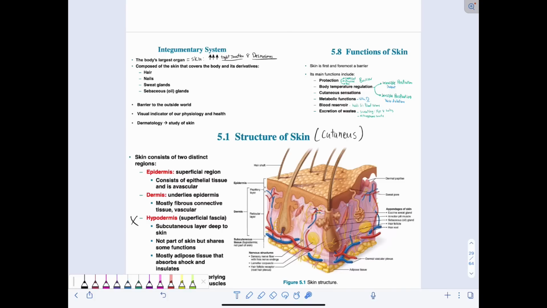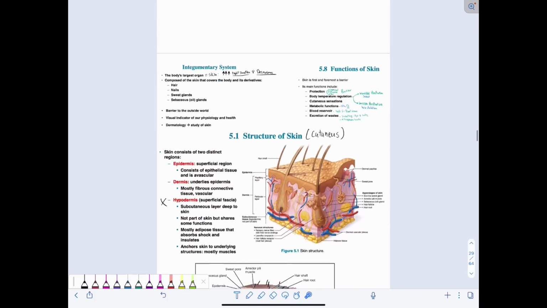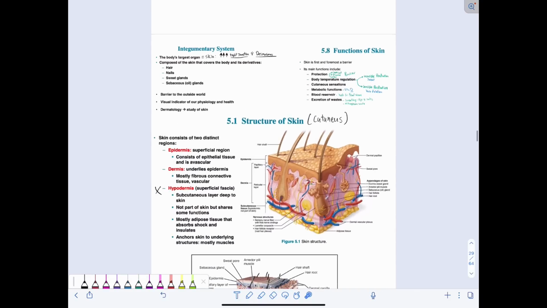So the integumentary system is up next, and of course the skin is the largest organ. We talked about how it has a lot of tight junctions and desmosomes already because it's mostly made up of epithelial cells, and there are also accessory parts to the integumentary system. Those are the hairs, nails, sweat glands, and these oil glands, sebaceous glands.